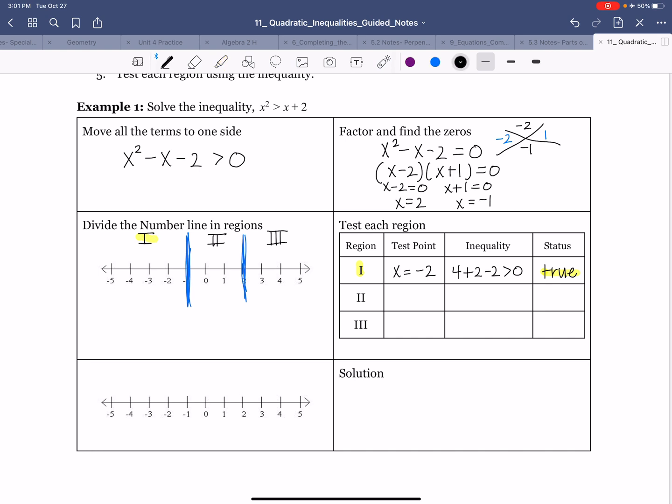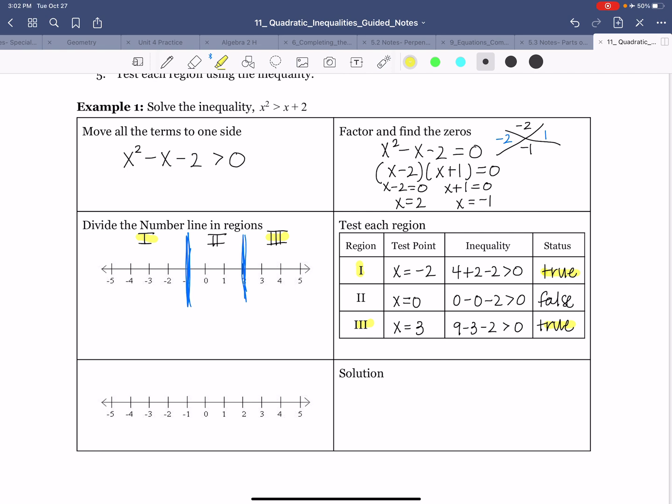Okay, you test something in your region 2. So 0 is always easy. X equals 0. So that's going to give me 0 squared is 0, minus 2 is greater than 0. So negative 2 is greater than 0, which is false. So it does not work in region 2. And then we have region 3. So let's pick x equals 3. Then we're going to get 9 minus 3 minus 2 is greater than 0. So we get 4 is greater than 0, which is also true. So region 3 is also true.